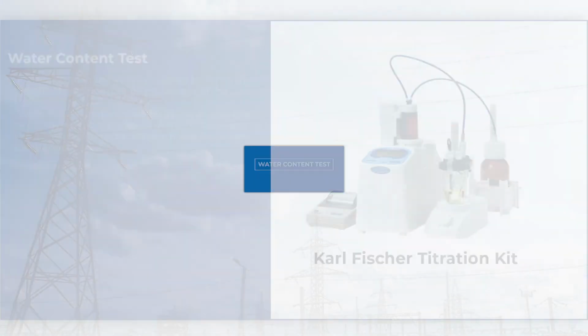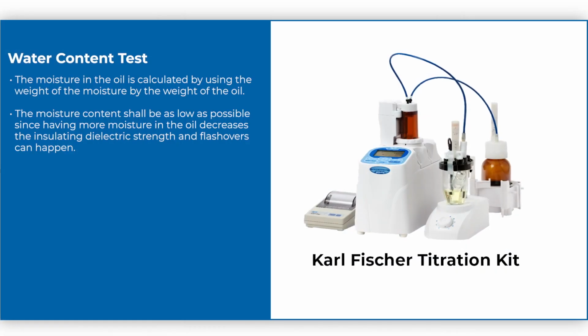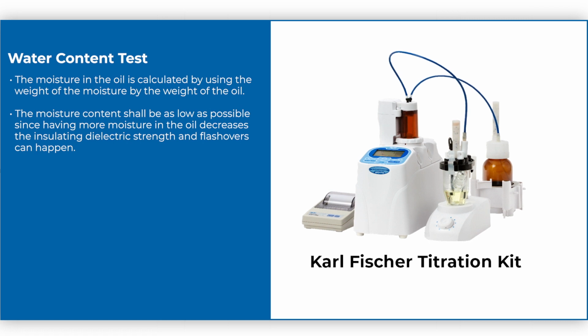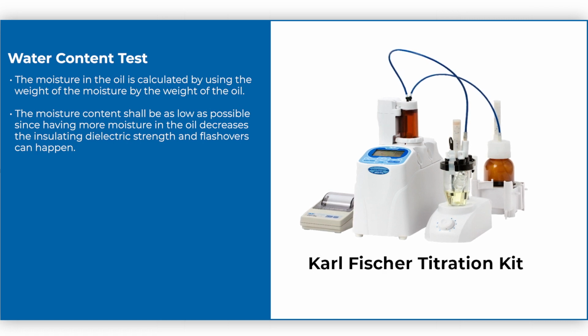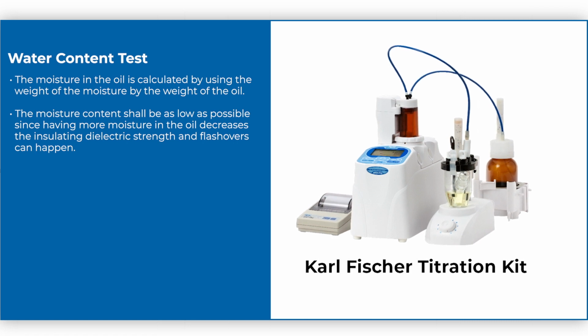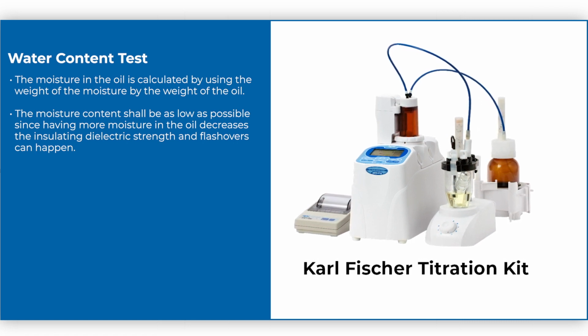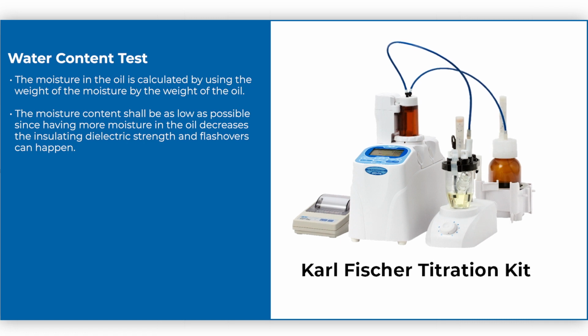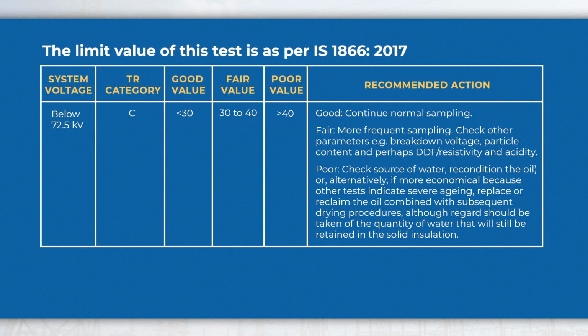Water content test. The moisture in the oil is calculated by using the weight of the moisture by the weight of the oil. The moisture content shall be as low as possible since having more moisture in the oil decreases the insulating dielectric strength and flashovers can happen. The limit value of this test is as per IS 1866/2017 given in the table.